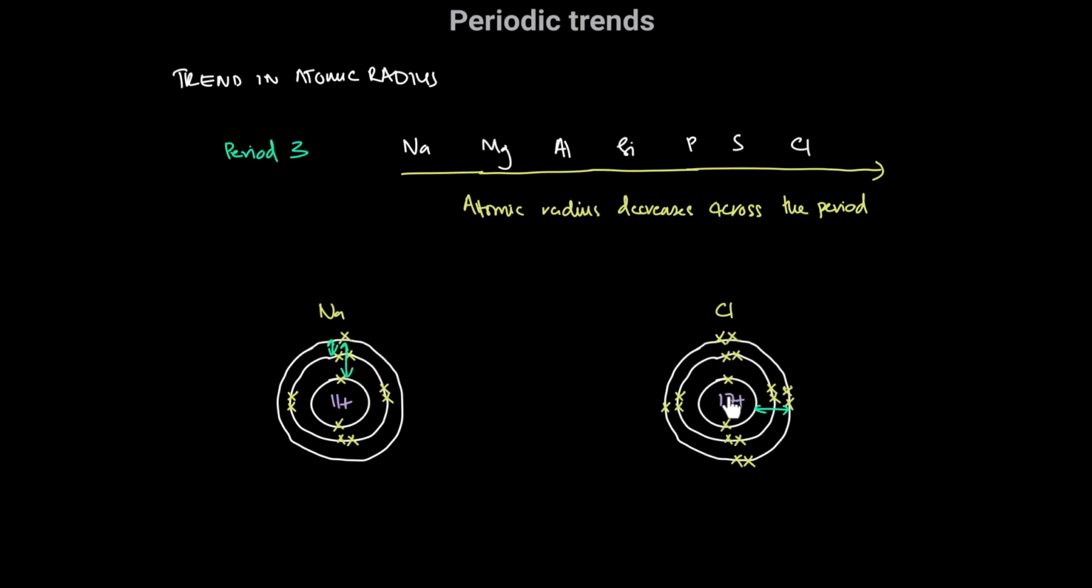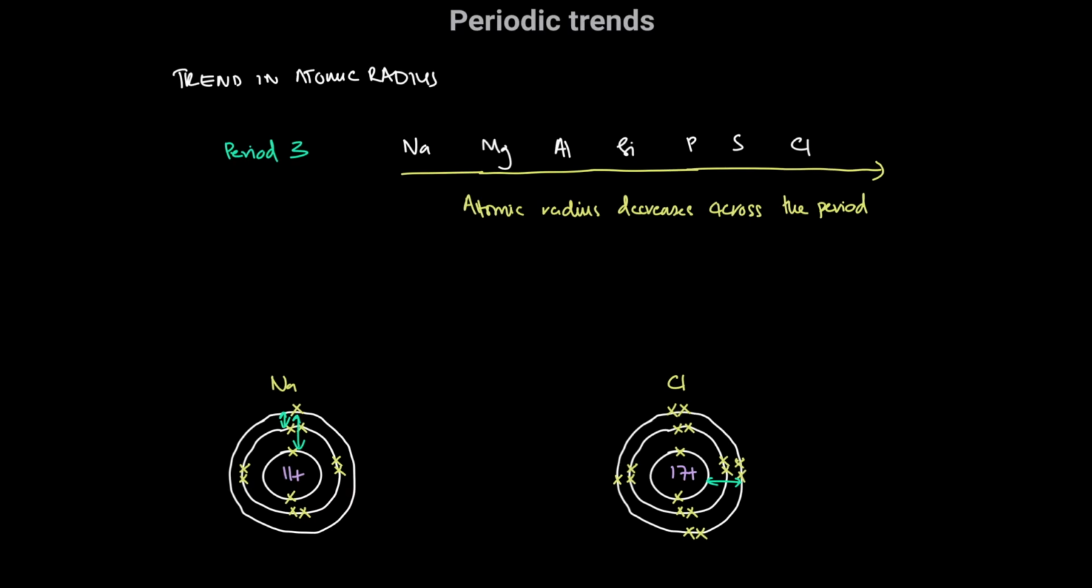However, chlorine has a much bigger nuclear charge, right? So the outer electron is not more shielded, but it is attracted much more strongly because of the increase in nuclear charge. And this explains why atomic radius decreases across the period. Because that outer electron is attracted more strongly, it will be held closer to the nucleus. Okay, so what we can say here is that across the period the atomic radius decreases, right?